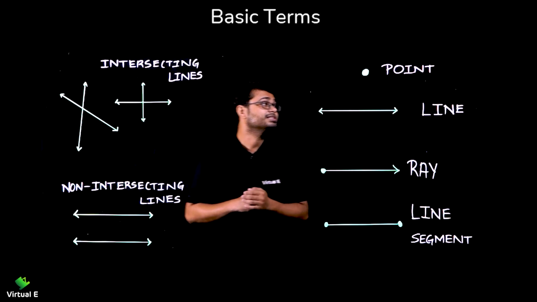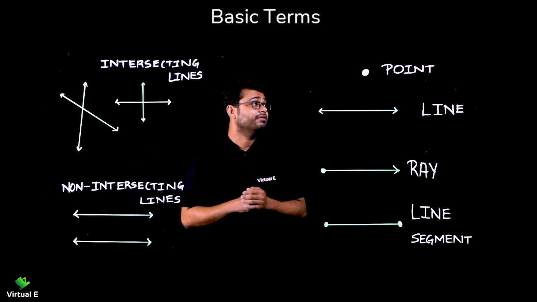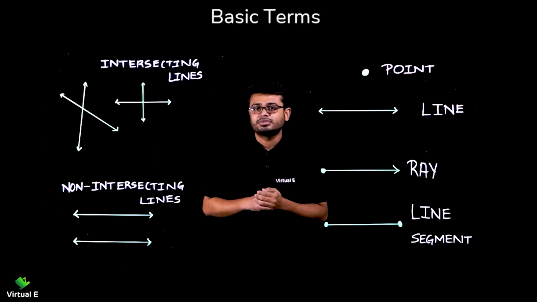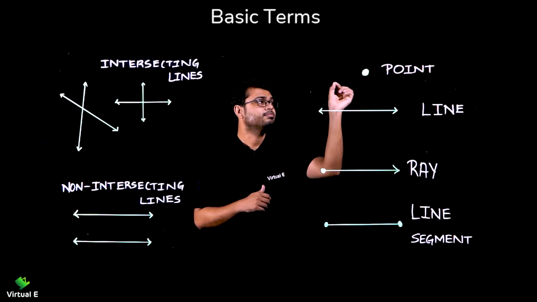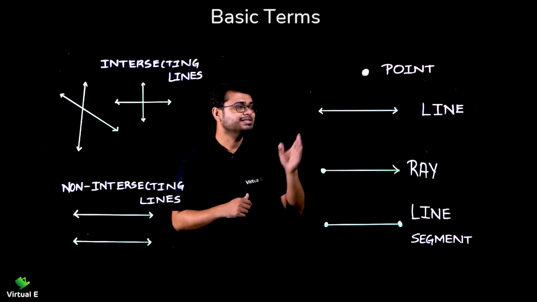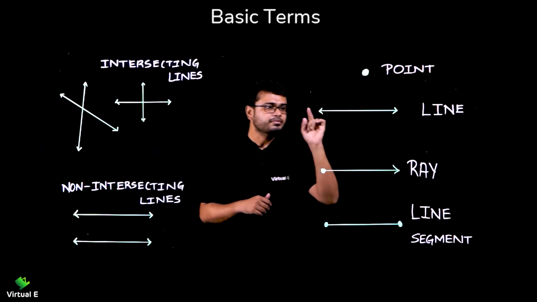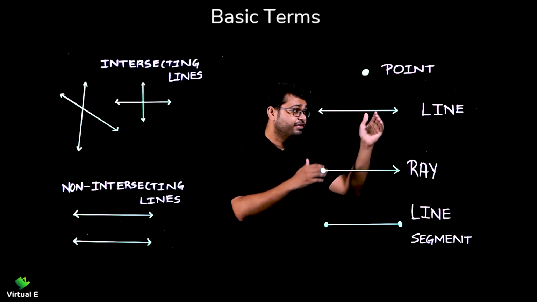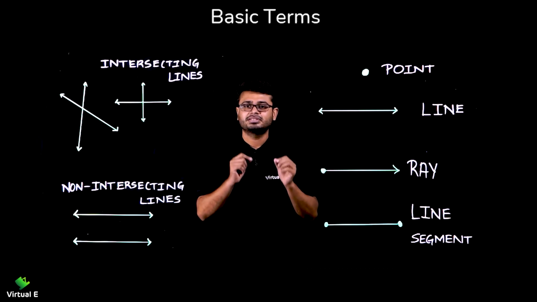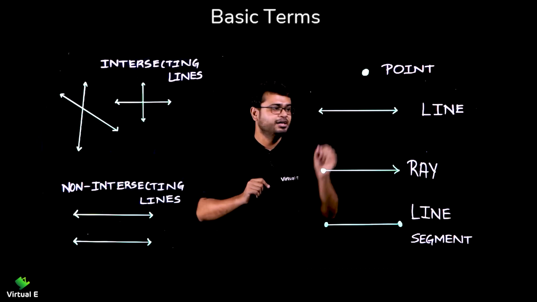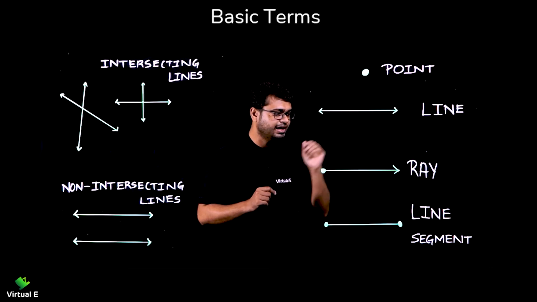So first of all, let's start with the point. Point we know very well, we learned in the introduction to Euclid's geometry. No length, no breadth, nothing, right? Just a point, that is the point. Next is about the line. Remember the difference between line, ray and line segment. We keep using them, but still we don't have a clear idea about the line, ray and line segment.